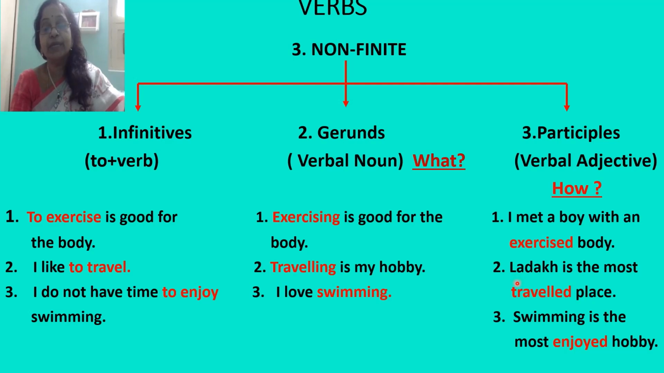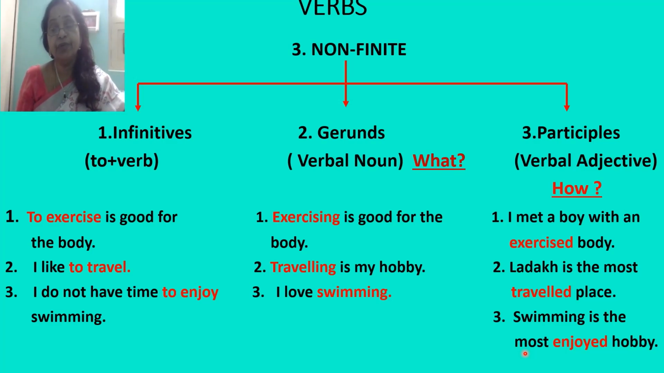So next example, Ladakh is the most traveled place. How is the place? Most traveled. So traveled here is describing the place. It is not doing the job of a verb. So that is why it is called a non-finite verb, and the other name is participle, and participles are always verbal adjectives. Swimming is the most enjoyable hobby, or my most enjoyed hobby. So here the word enjoyed is doing the job of an adjective. It is describing the hobby. How is the hobby? The most enjoyed hobby or most enjoyable hobby.